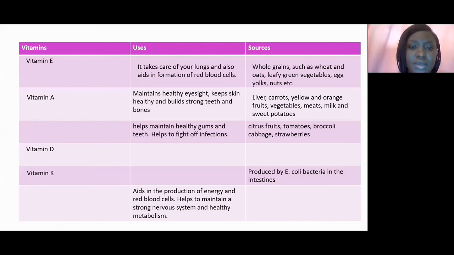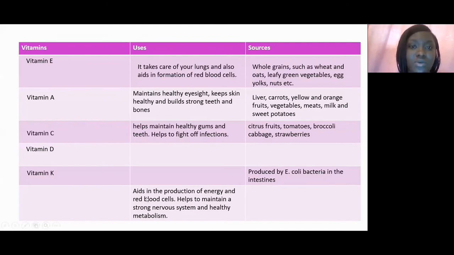Next one, helps maintain healthy gums and teeth. Helps to fight off infection. Clue right there. What vitamin helps to fight off infection? Sources: citrus fruits, tomatoes, broccoli, cabbage, strawberries. What vitamin is that? Vitamin C. Right, vitamin C.